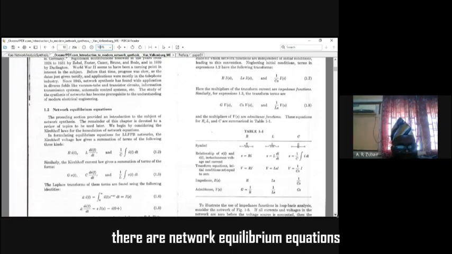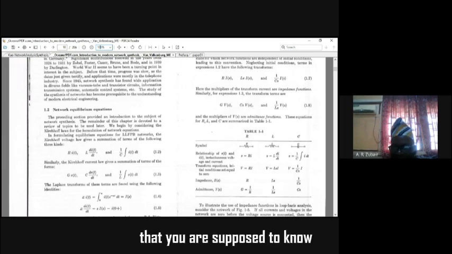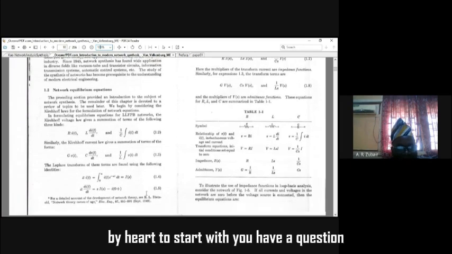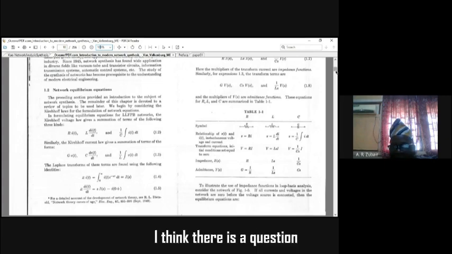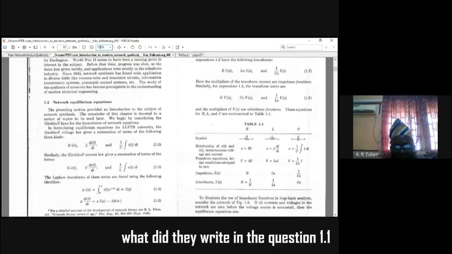There are network equilibrium equations that you are supposed to know by heart. To start with, you have equation 1.1. Okay, let's leave that one.